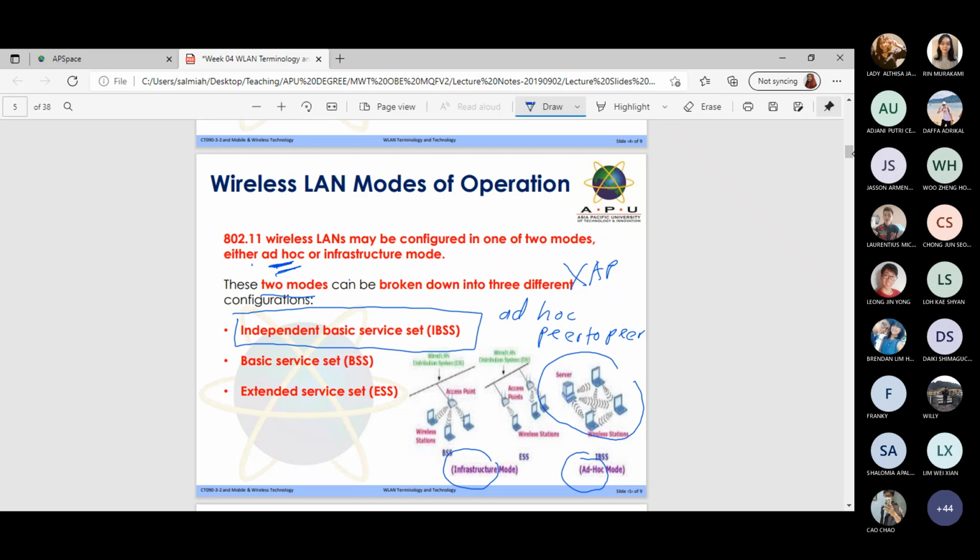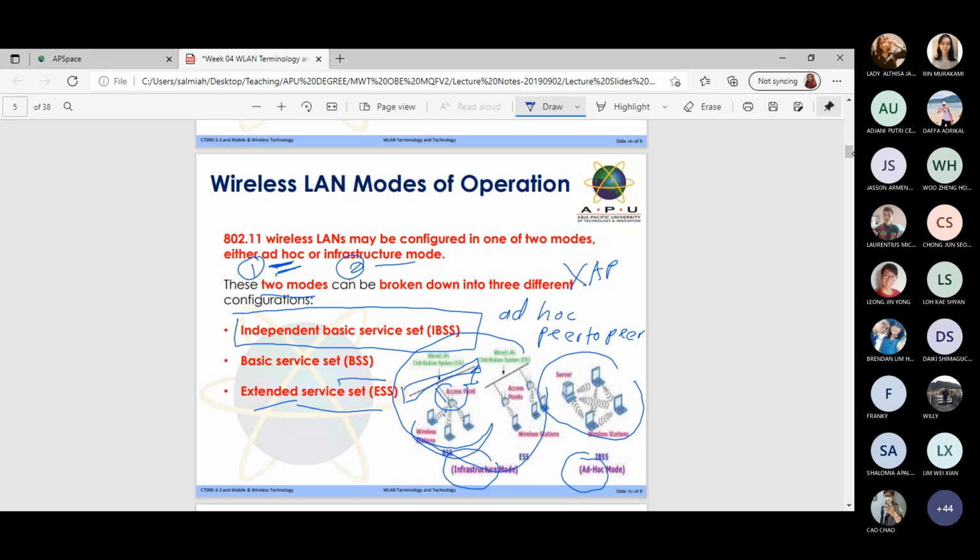The second one is infrastructure mode. What is infrastructure mode? It's these two, involving basic service set and also extended service set. It is very simple. For basic service set, there is only one access point. So we have a backbone, a wired network connected to the access point, and then all the end devices, like laptop, mobile, printer, etc., will be connected to this access point.